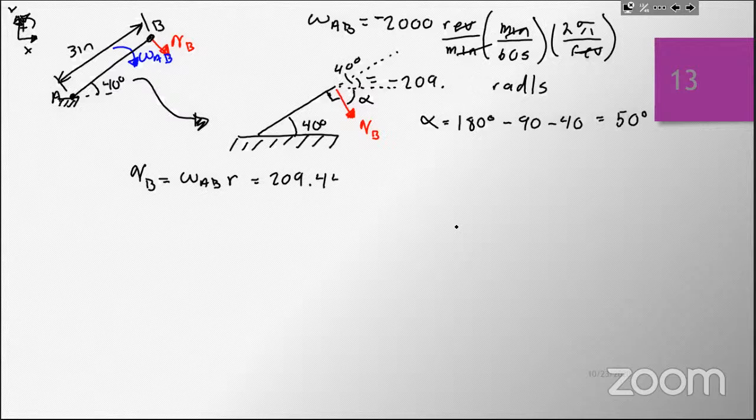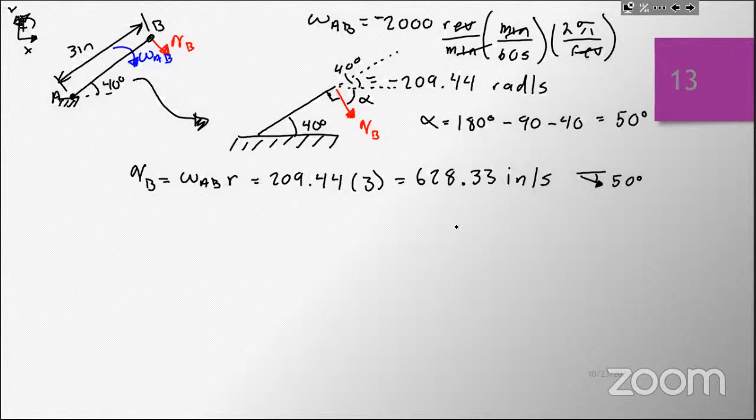Sorry guys, I can't read my own writing. This is supposed to be 209.44 times 3 inches, which gives me 628.33 inches per second, which is angled at 50 degrees. If you wanted to, you could write this as X and Y components, right? You could. But we're not going to for right now. We're going to leave it like that for a second.